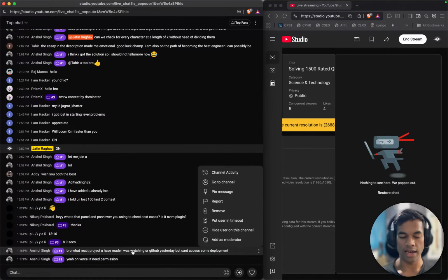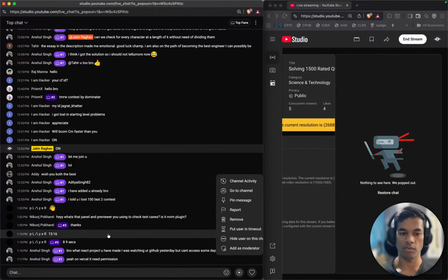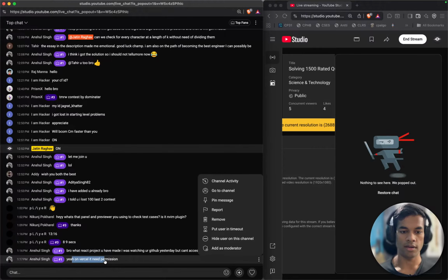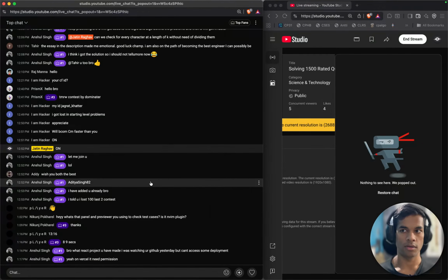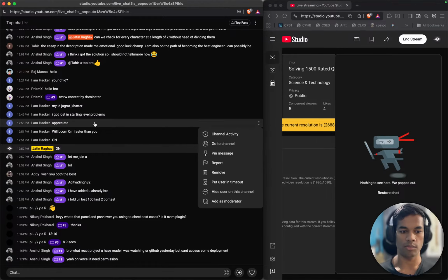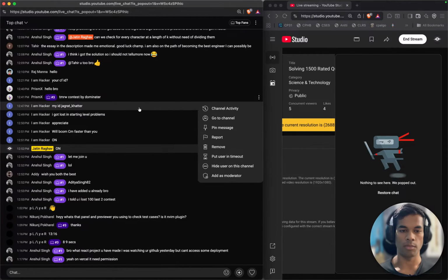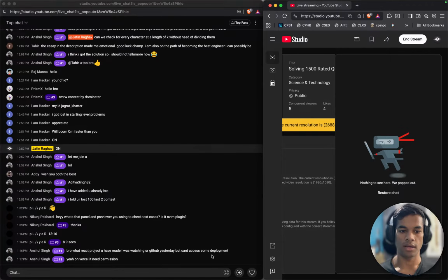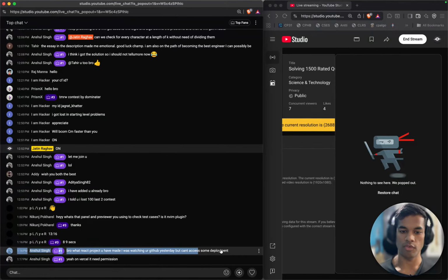You cannot access deployment. What does that mean specifically? On Vercel, it needs permission. Yes, if you have a React project and you are deploying it on Vercel, it needs permission. And so are you not able to see some of my repository? Is that the thing?